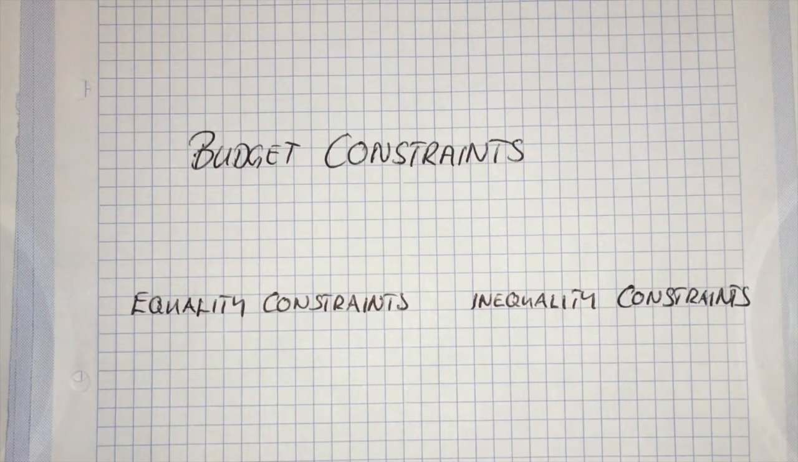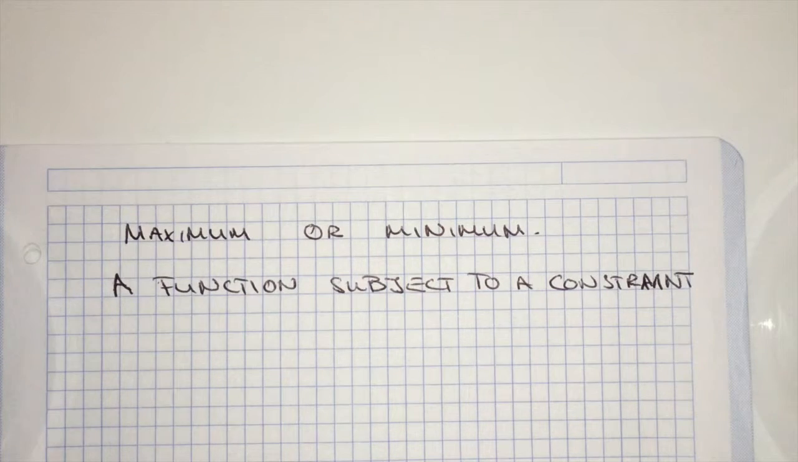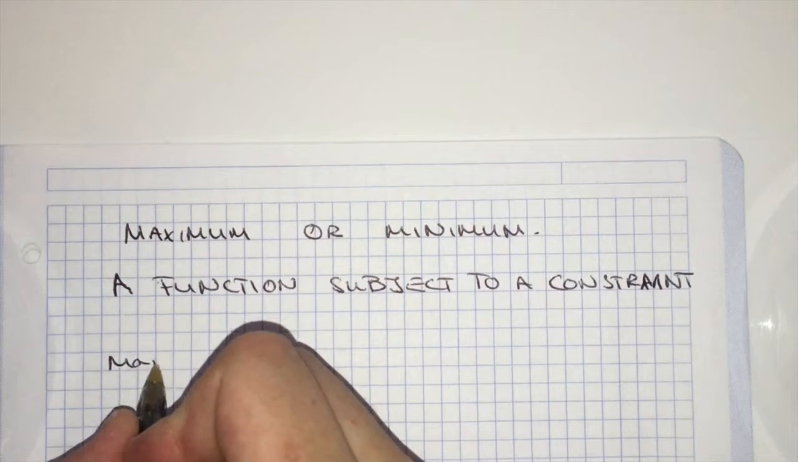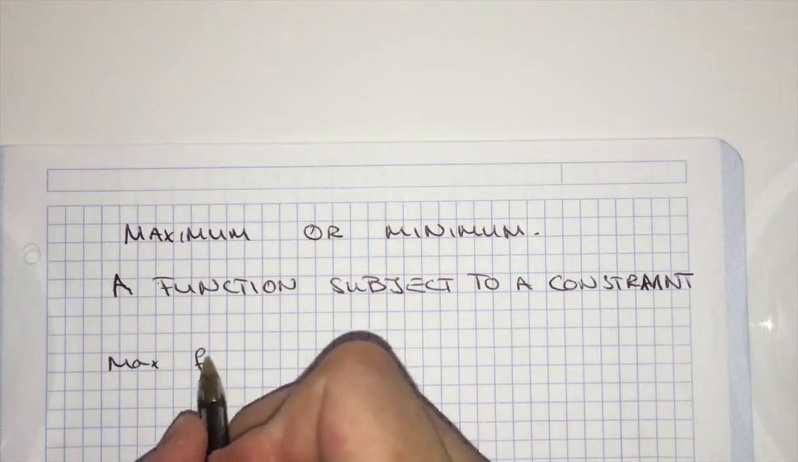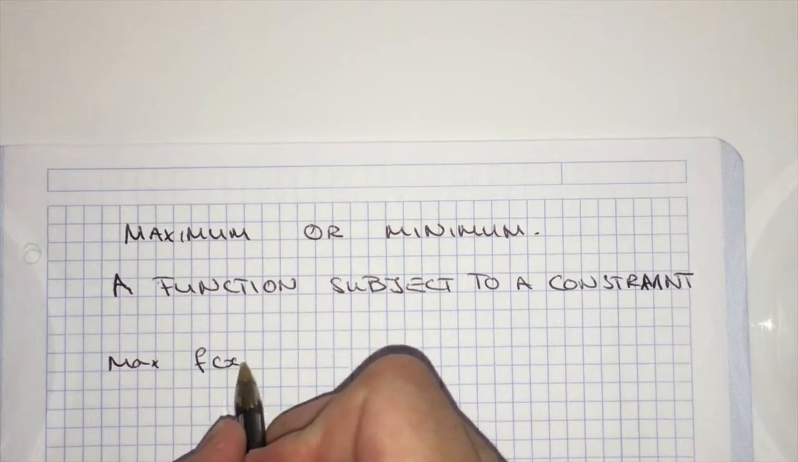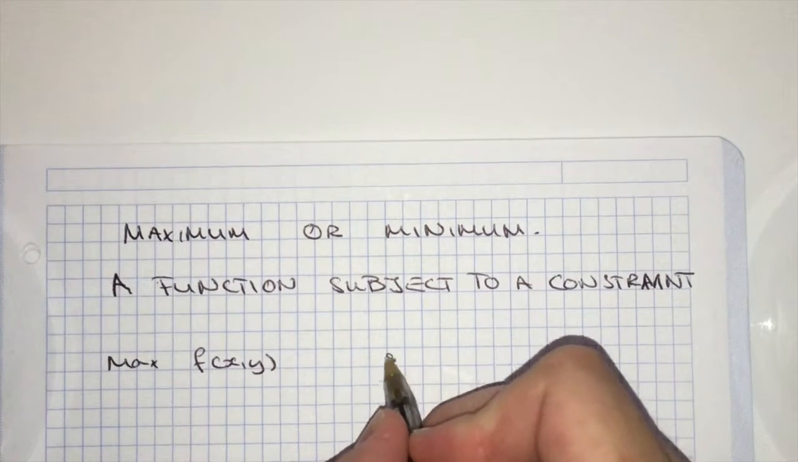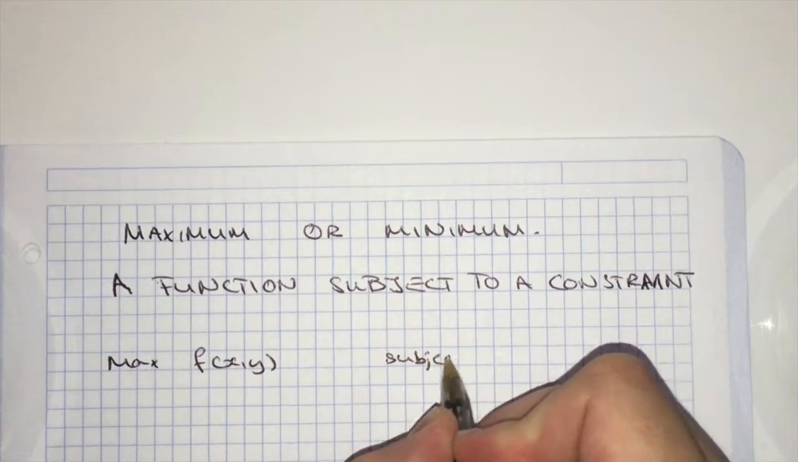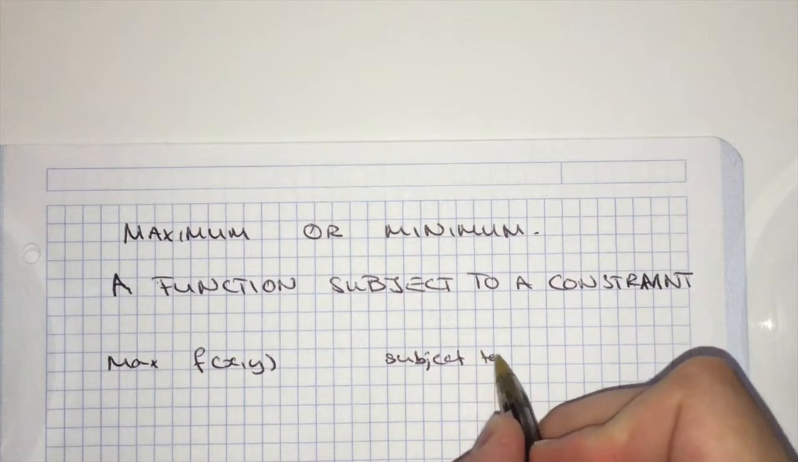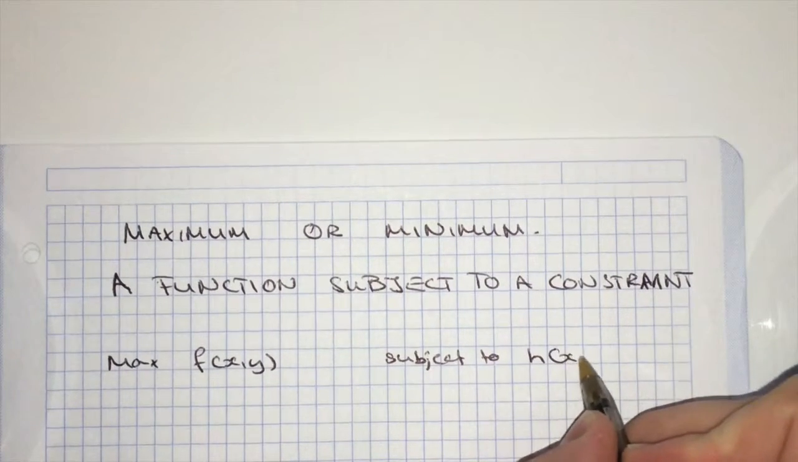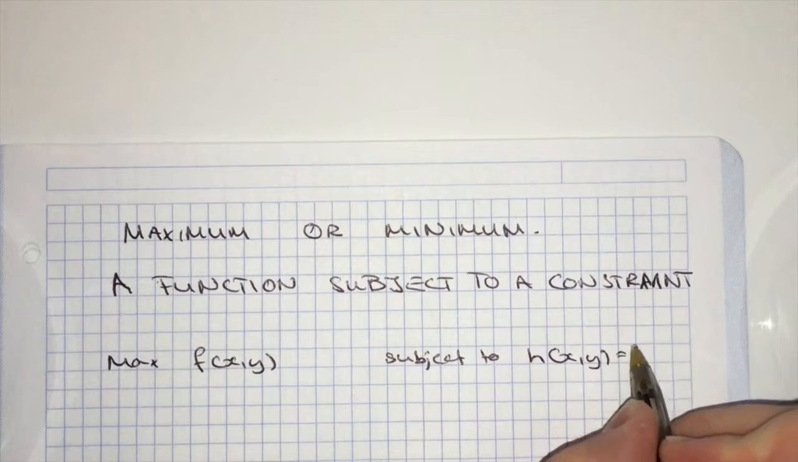In order for you guys to solve this, you'll need a Lagrangian function. So for budget optimization, we're going to be focusing on finding the maximum of a function. Let's call it f of x and y. And we're going to find the maximum of it subject to the constraint h of x, y equals k.